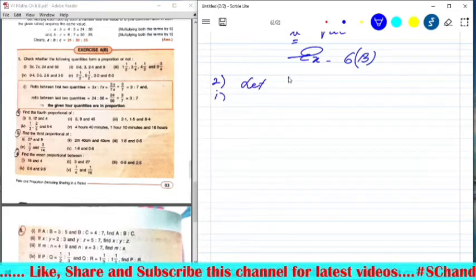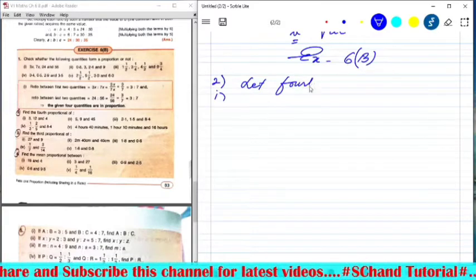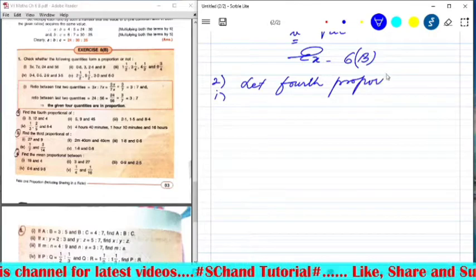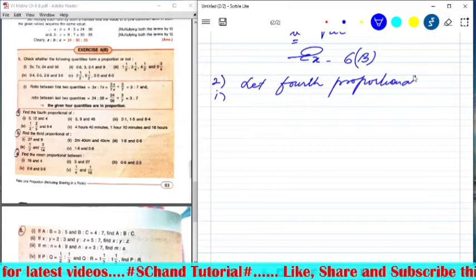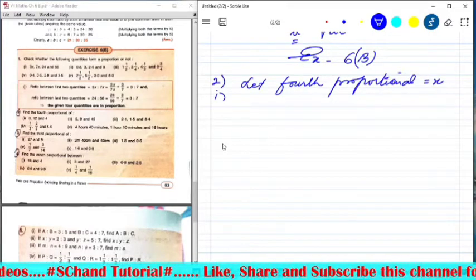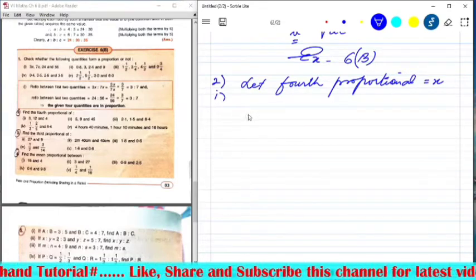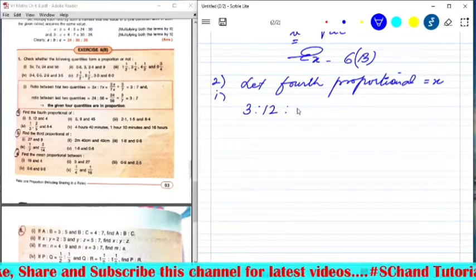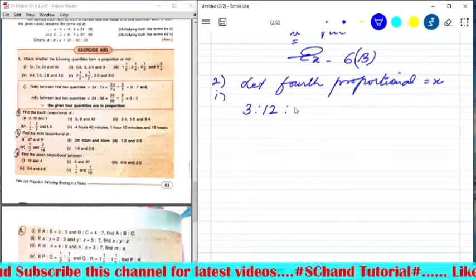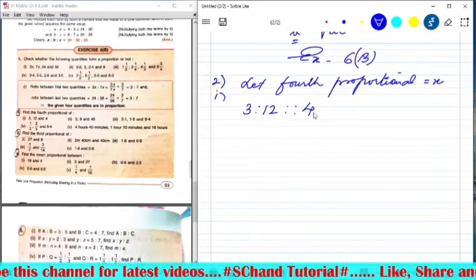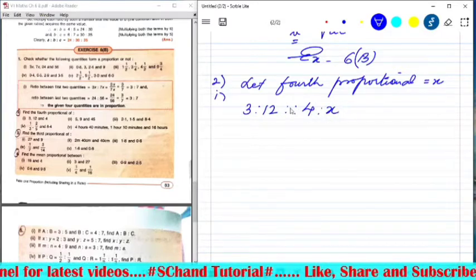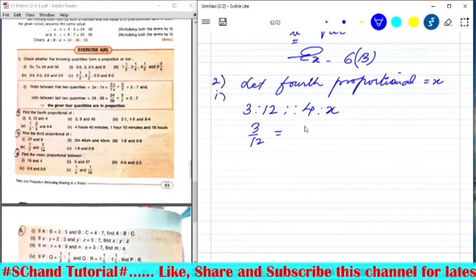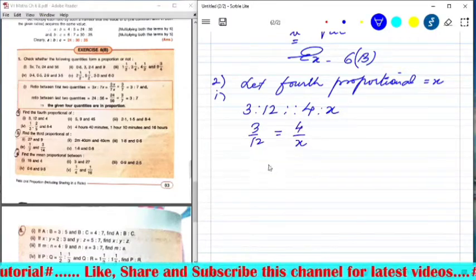So let the fourth proportional be equal to x. We are going to solve the first one. So it is 3 ratio 12, double ratio we can say, 4 ratio x. So this is the fourth proportional. So that means 3 over 12 is equal to 4 over x.